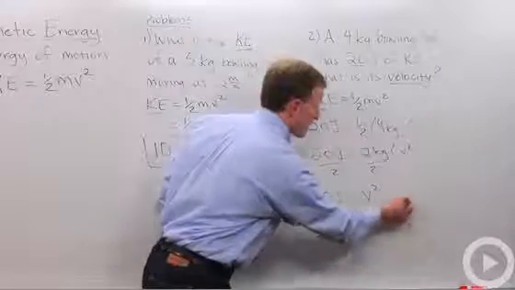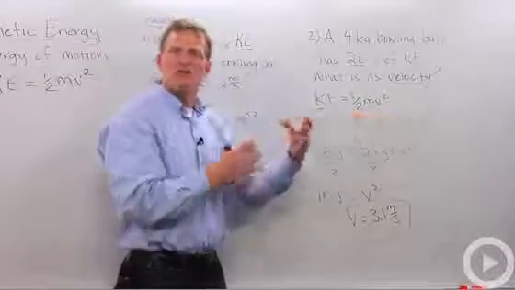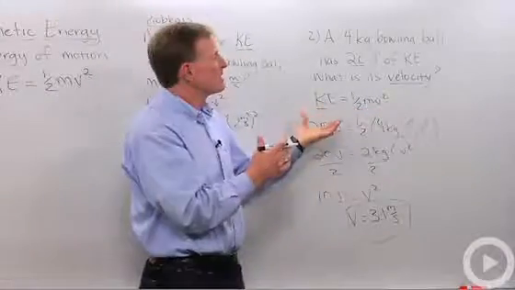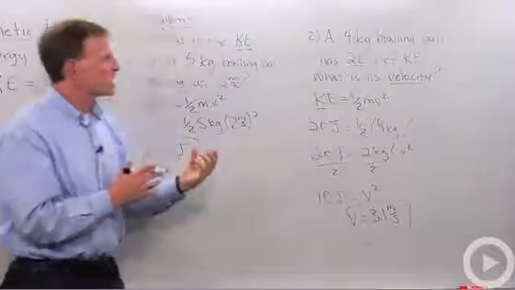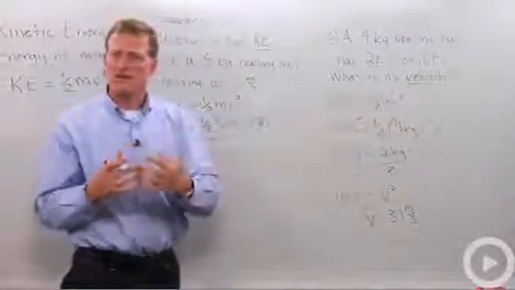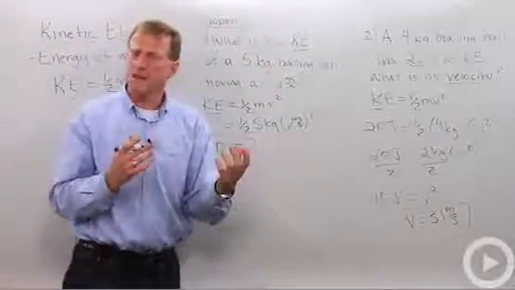So again, 2 different ways to use this idea of kinetic energy. Number one, given an amount of energy, what's a velocity? We could also solve for the mass, or we could just take the mass and the velocity and calculate the amount of kinetic energy in an object. As long as that object is moving, it's got kinetic energy.